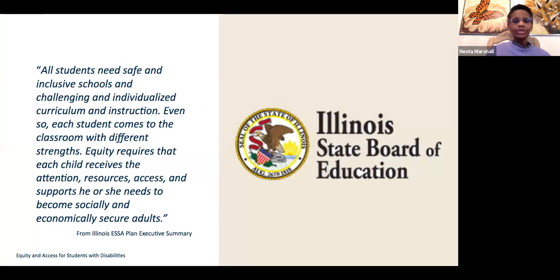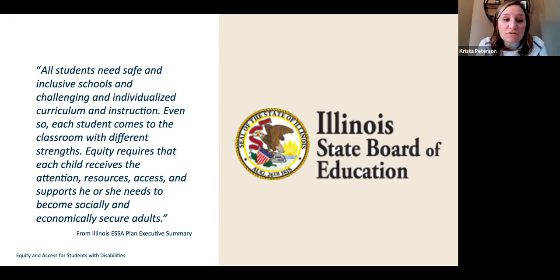So the Illinois State Board of Education helps us out a big bit by capturing what they deem to be equitable education. And Krista, I'm going to put you on the spot because I feel like I've been doing a lot of talking. Can you read that quote for us, please?